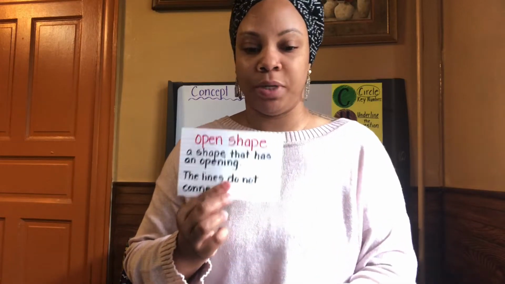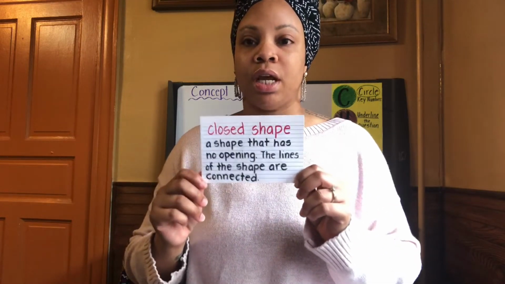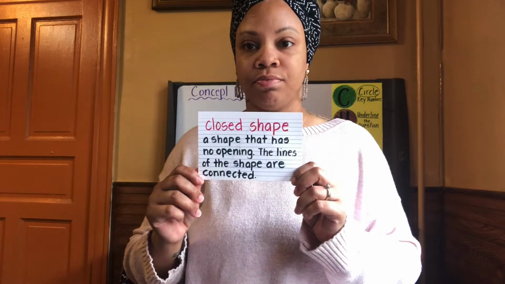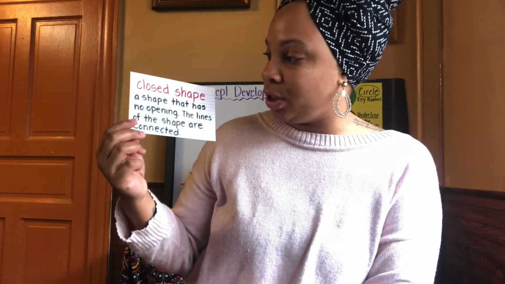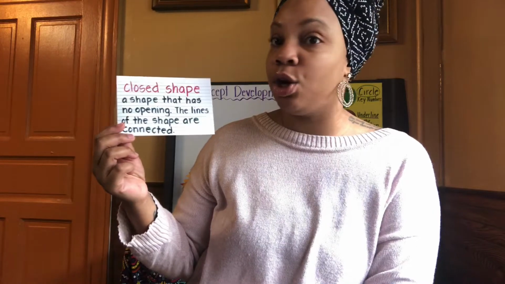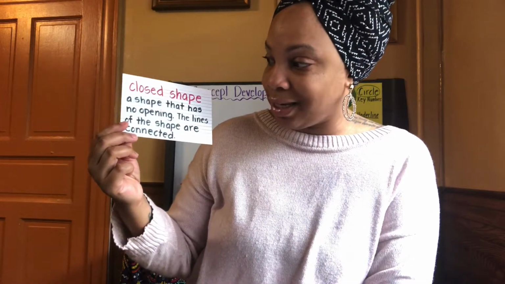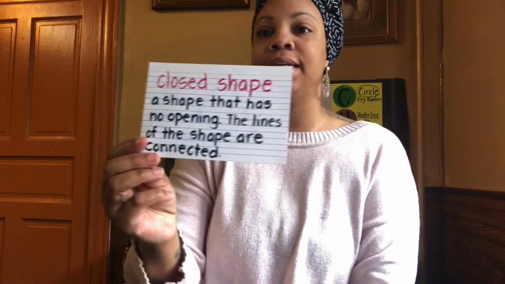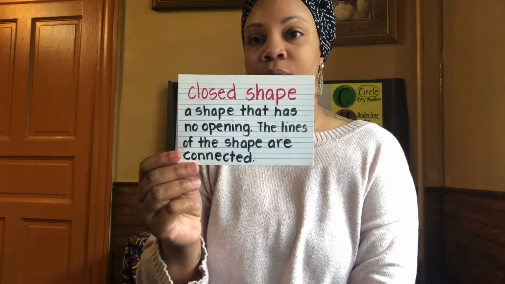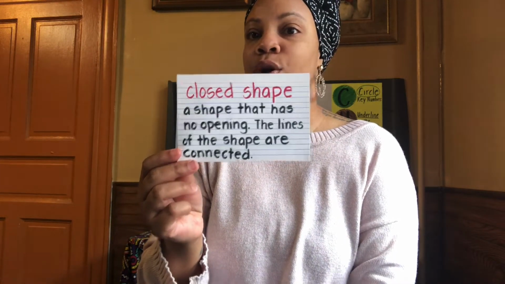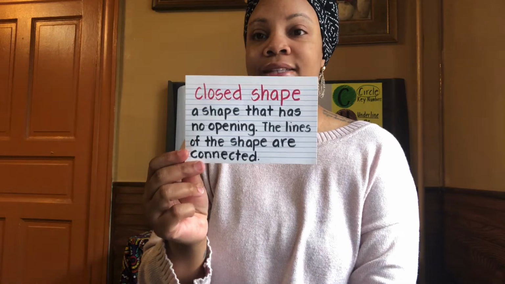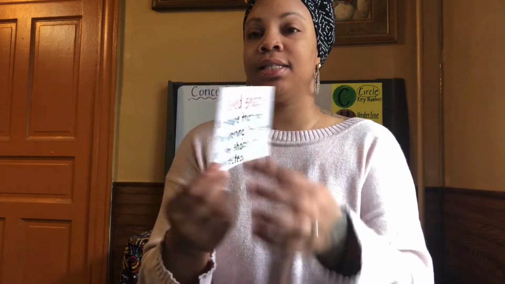Okay, open shape. Our next vocabulary word is closed shape. A closed shape is a shape that has no opening. The lines of the shape are connected. Okay, a shape that has no opening. The lines of the shape are connected. Let's look at an example.